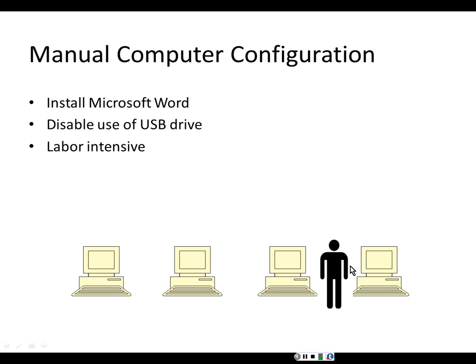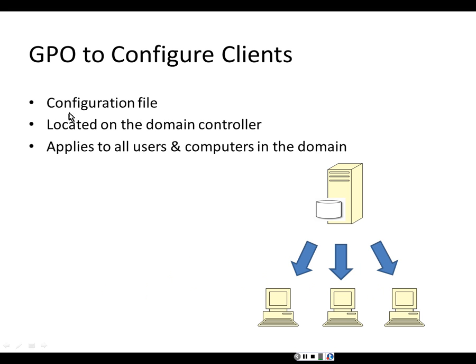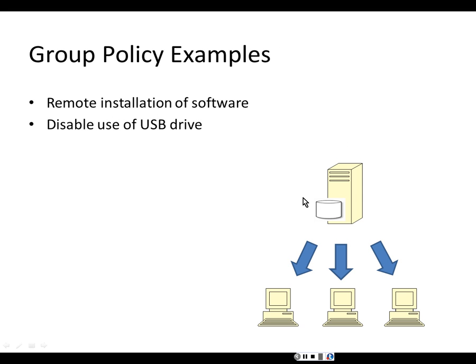CCBC has 5,000 computers. To manually walk around to each individual computer would be incredibly labor-intensive and time-consuming. This is why we have GPO, Group Policy Objects. A Group Policy Object is a configuration file which is located on the domain controller, but it applies to all users and computers in the domain. That way we can centrally configure all computers in the domain without having to walk up to those computers.